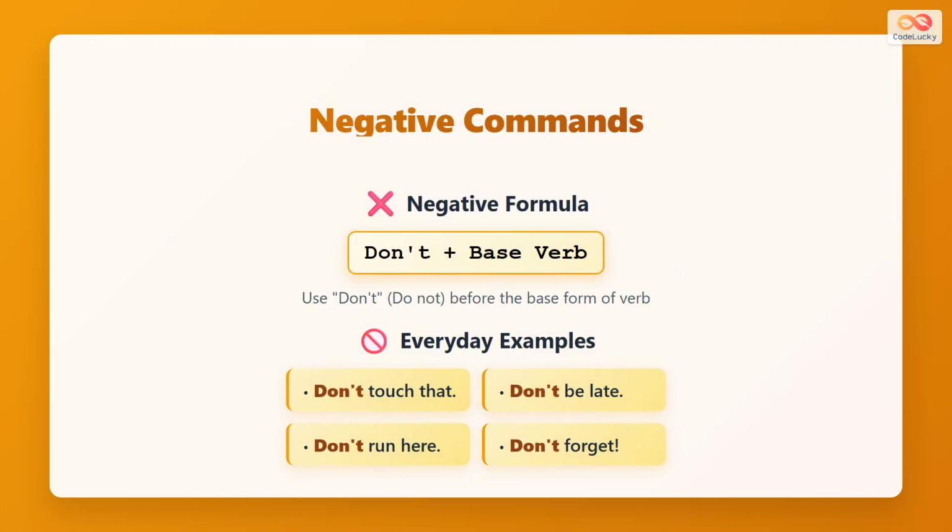Negative imperatives use do not or don't plus the base verb. The formula is don't plus base verb. Examples are: don't touch that, don't be late, don't run here, don't forget. Don't always comes before the action verb.